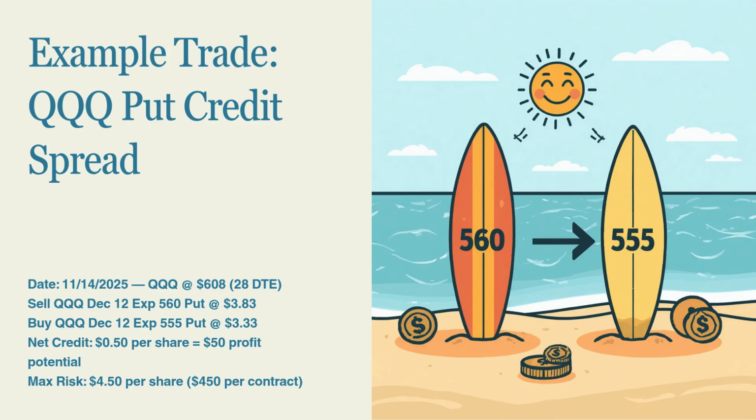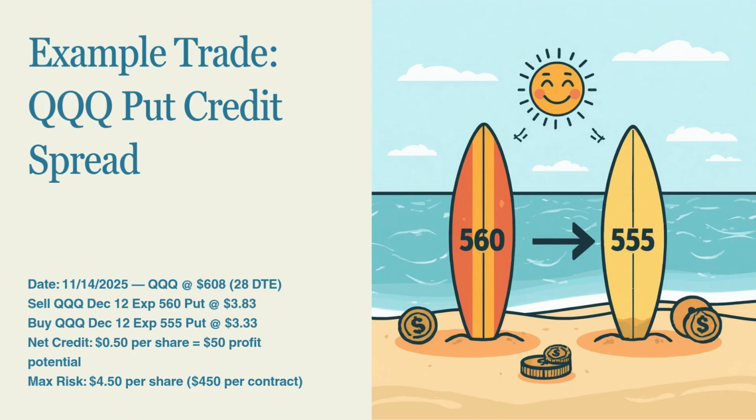So what we would do here is sell the QQQ at 560. And this is, again, at the 15 delta. That would bring in $3.83. And then simultaneously, we bought the QQQ at the 555, and that was for 3.33. So that gives us a net credit of 50 cents, which is our target on QQQ. That's right in line with what we want.